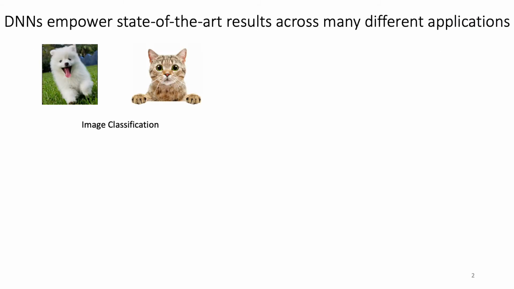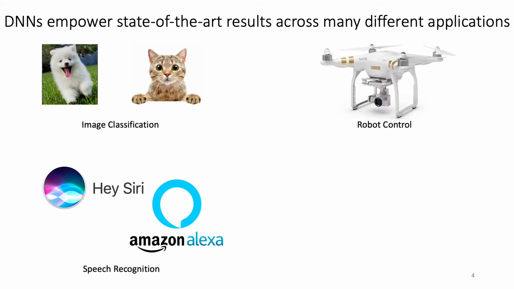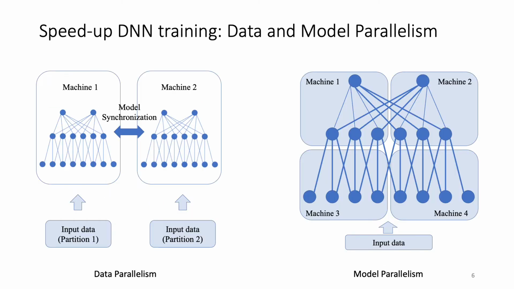Right now, deep neural networks empower state-of-the-art results across many different applications, such as image classification, speech recognition, robotics control, and also game playing. However, DNN training is often time-consuming. To speed up DNN training, there are two widely adopted approaches called data parallelism and model parallelism.